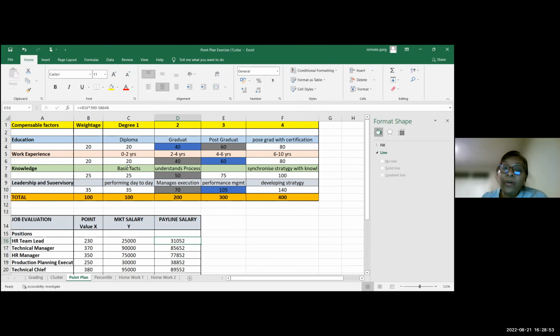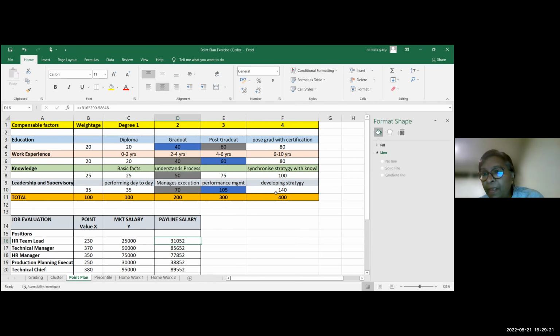We are then going to, since we are going to do linear regression, populate the points. How will you do a population of points? Simple. 20 multiplied by 1 is 20, 20 multiplied by 2 is 40. So you are multiplying your weightage with this degree: 1, 2, 3, 4. Again, when it comes to 35, it is 35, 70, 105, 140.